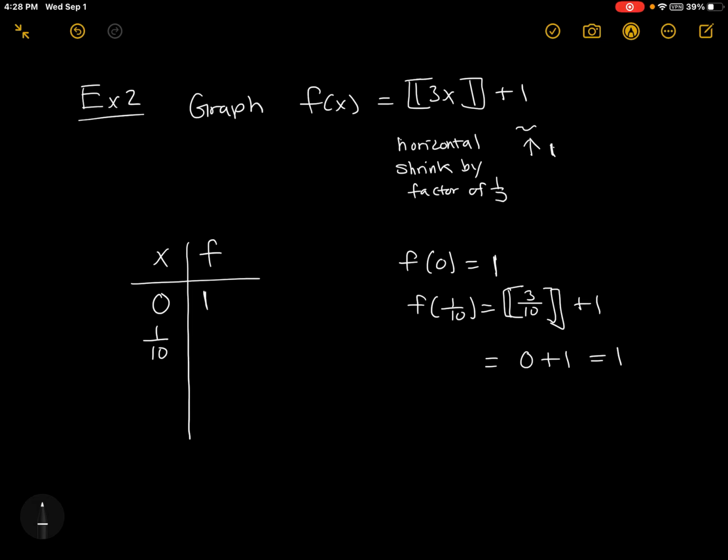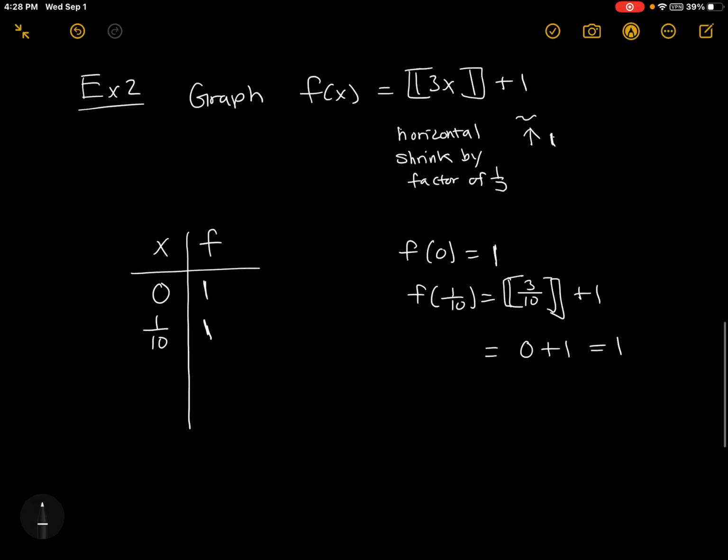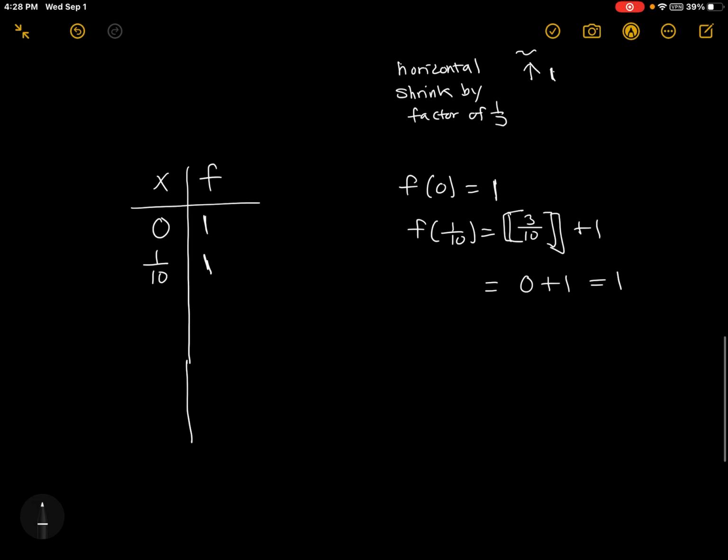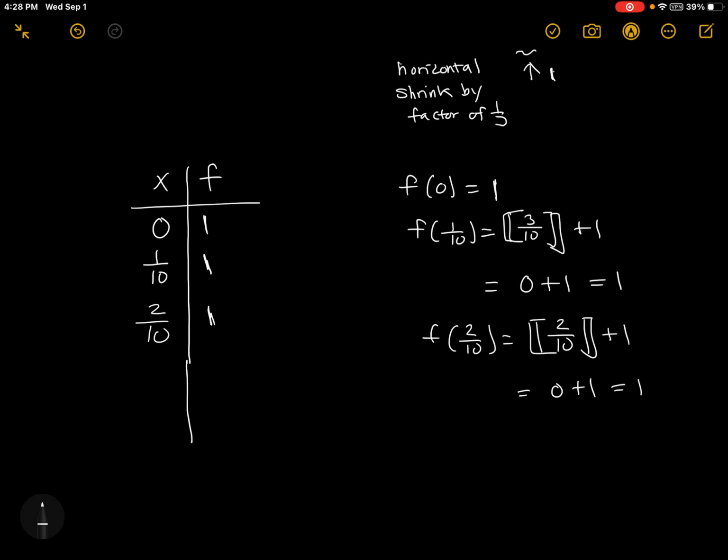Okay, now let's just keep going. Let's say I plug in 2/10. f of 2/10: the greatest integer less than or equal to 6/10 again rounds down to 0. You're still going to get a value of 1. Okay, so at this point, you're wondering, is there some kind of pattern here, or do I have to keep on plugging in points?